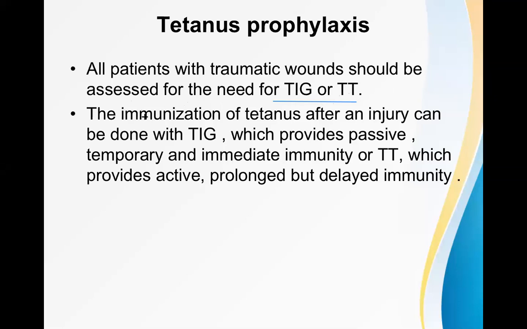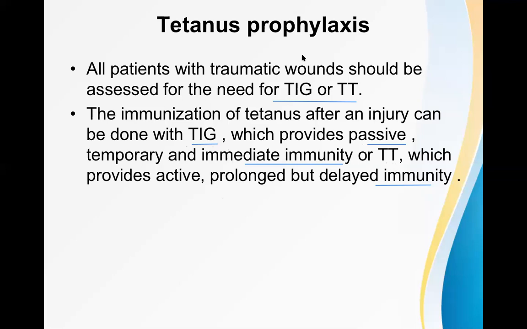Now see there, the immunization against tetanus after an injury can be done with TIG, a tetanus immunoglobulin, which provides passive, temporary, and immediate immunity, or TT, which provides active, prolonged, but delayed immunity. TT takes time for the generation of antibody because it is an active type of immunization, whereas TIG is passive; it's a preformed antibody which we are giving. So this is quick in action.